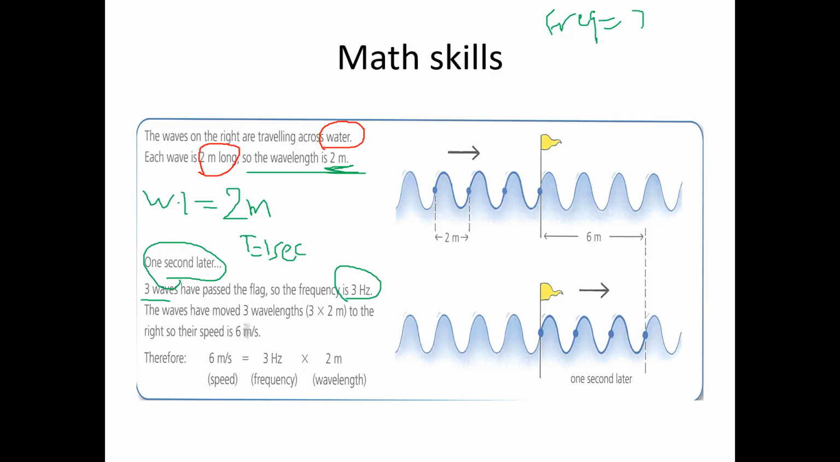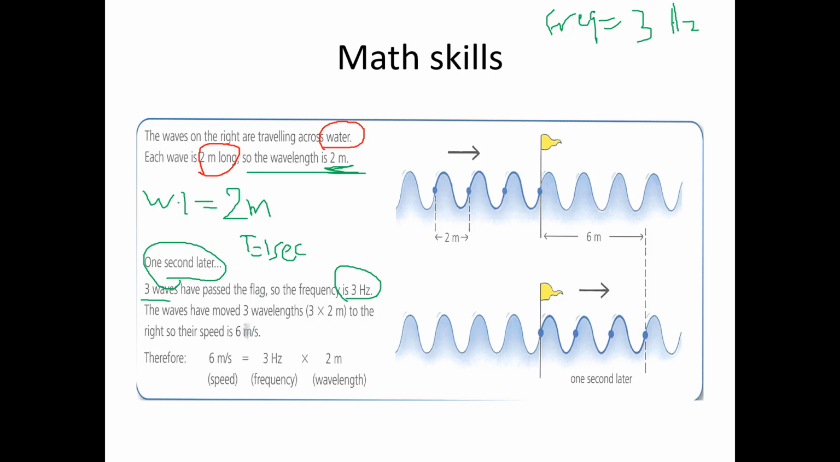Frequency, how much is it? It's 3 Hz. Okay, now the waves have moved 3 wavelengths, 3 times 2 meters to the right. So the speed. Here the question will ask you to find the speed.